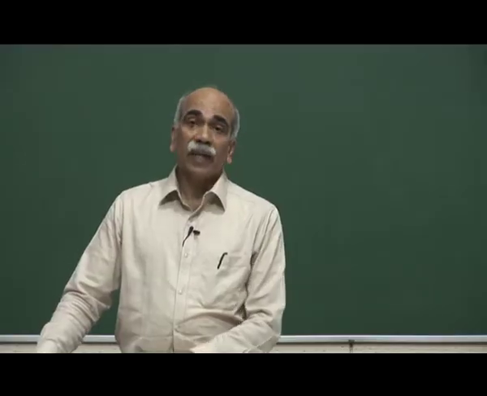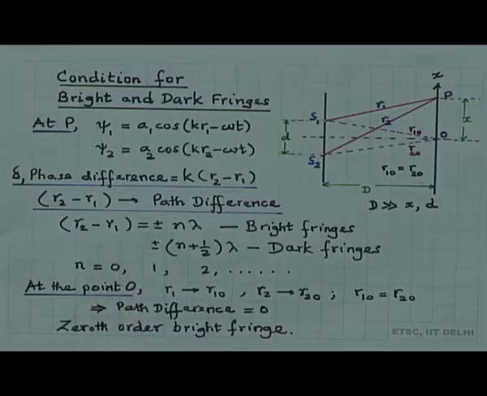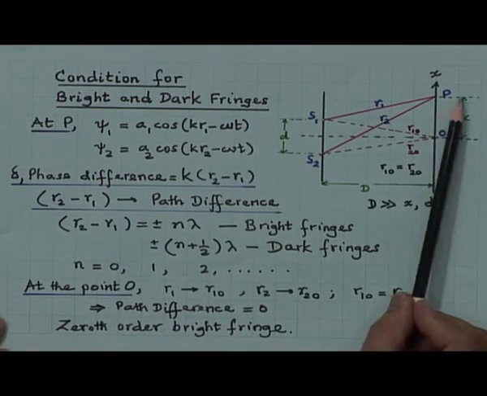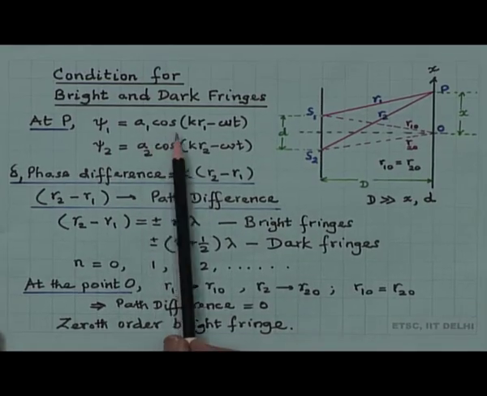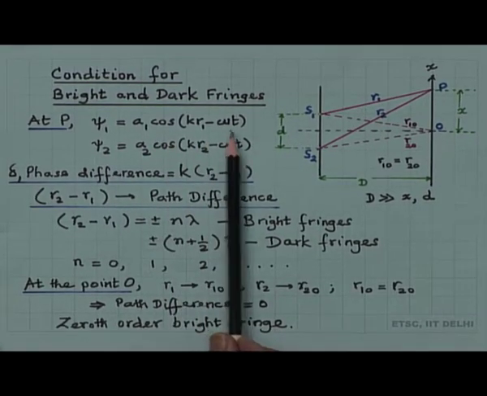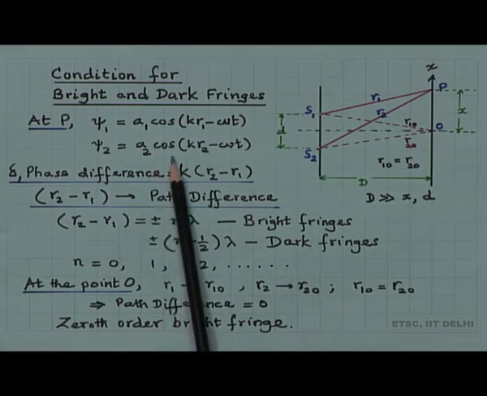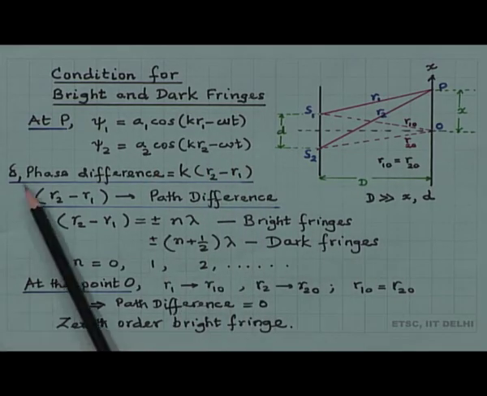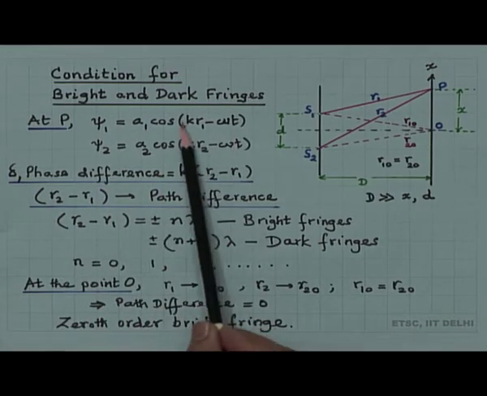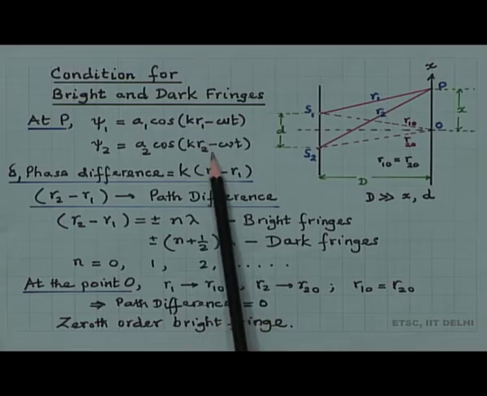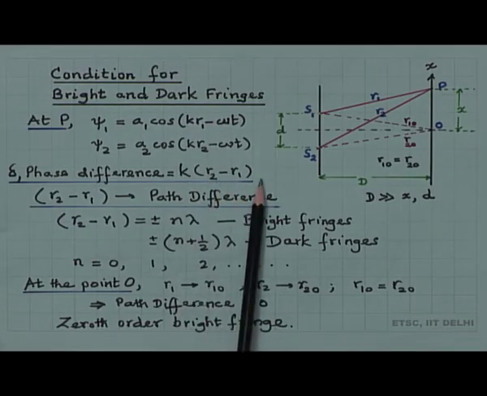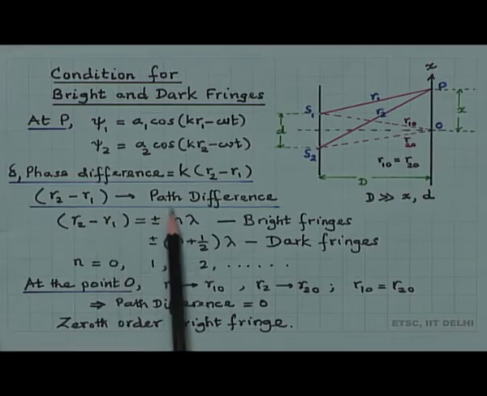Now we recall the conditions for bright and dark fringes that we have already derived in detail. At the point P here, psi 1 is equal to A1 cos(k R1 minus omega t), where R1 is this distance, and psi 2, the disturbance due to the second source S2, is A2 cos(k R2 minus omega t). Delta is therefore the phase difference. This is the phase term. The difference between them is simply k times (R2 minus R1), and R2 minus R1 is the path difference.